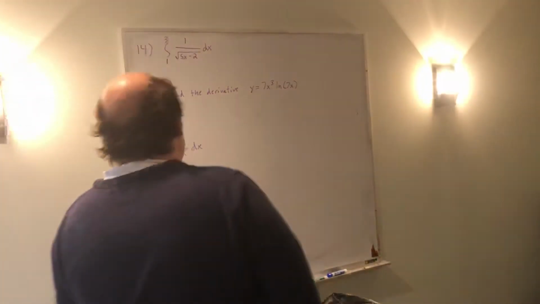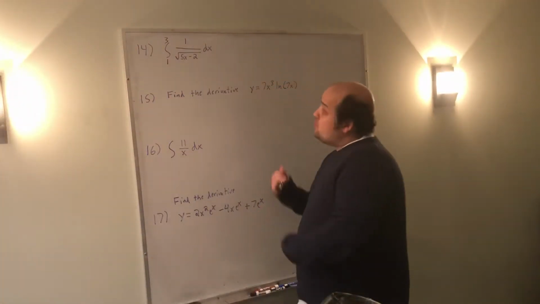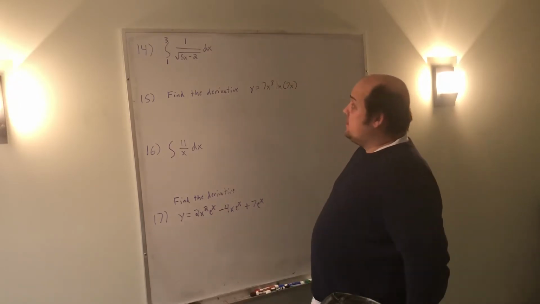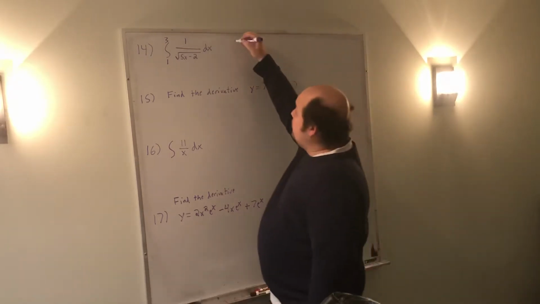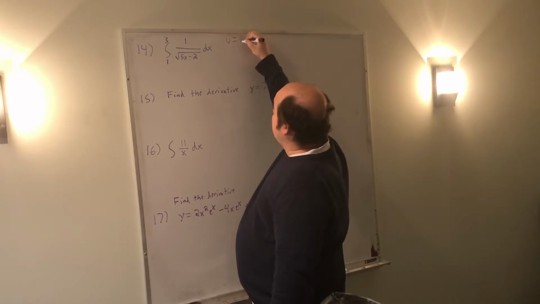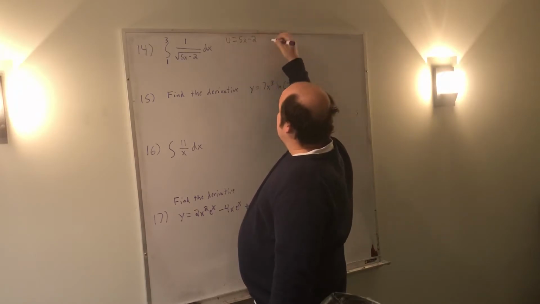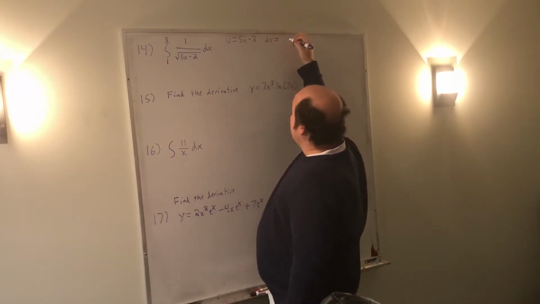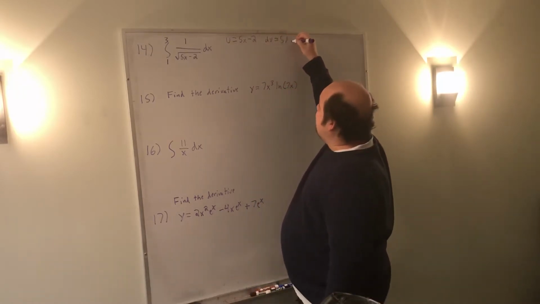The final section of the sample test starts with a u substitution problem with definite limits. So I start out by identifying what u is. In this case, u equals 5x minus 2. I take the derivative of both sides. On the left, I get du. On the right, I get 5 dx.